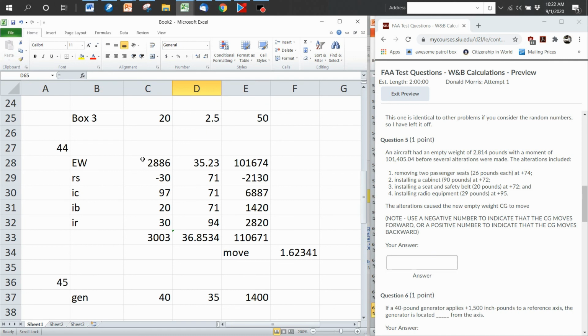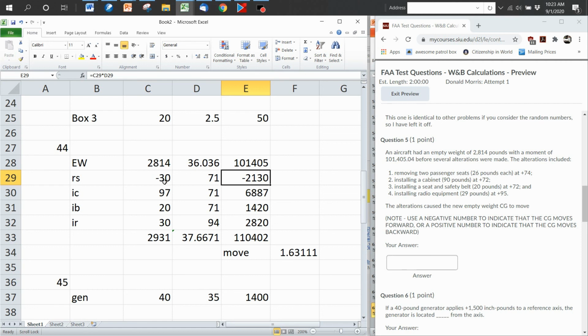On question 44, this is the FAA test question, and this is the question that you have to answer. An aircraft had an empty weight of 2814. Wait, the FAA said 2886. Yeah, it changed it. So we're going to come over here and change 2814. All right, 2814, with a moment of 101.405.04. That's different too. 101.405.4. And that changed what our CG was because I did all the math. It's going to update everything for me. All I've got to do is just play with it.